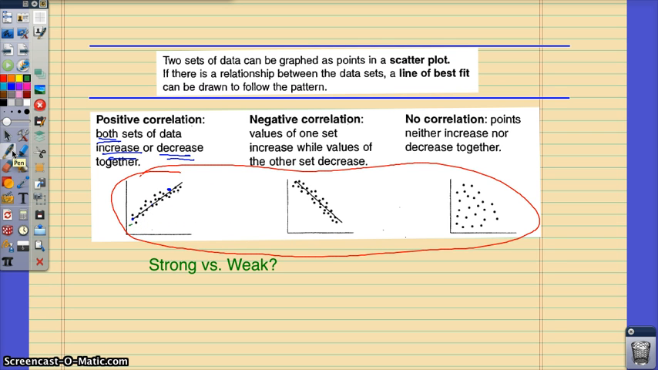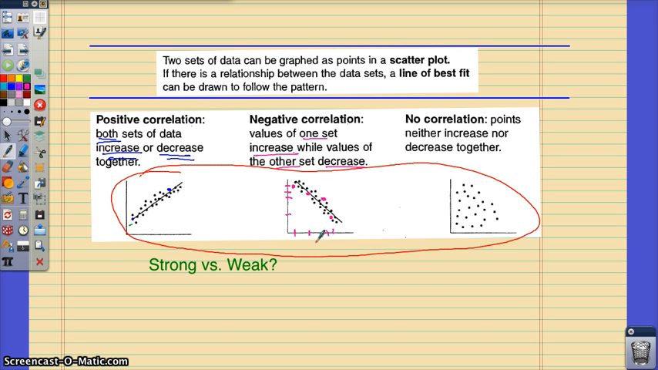Let's look at the next type. A negative correlation means that one of the data sets increases while the other decreases. Take a look at this first point that I see. It has a low x value, right? This might have an x value of like 1, but it has a really high y value, maybe like 20. And as I go over to other points, my x value increases, but what happened to my y value? It decreased. As I go over to another point, my x value increased some more, my y value decreased. So you can see that the general trend is as x is increasing, y is decreasing.